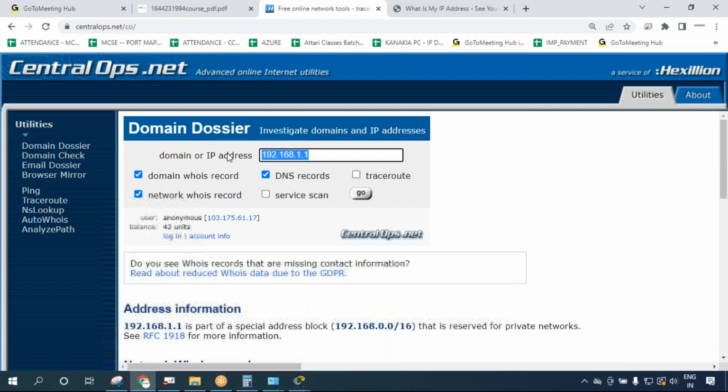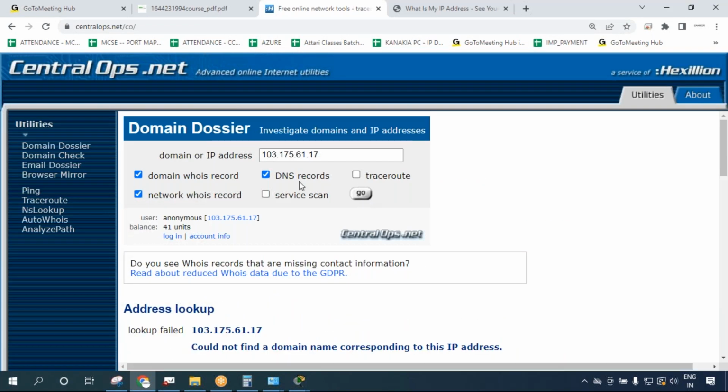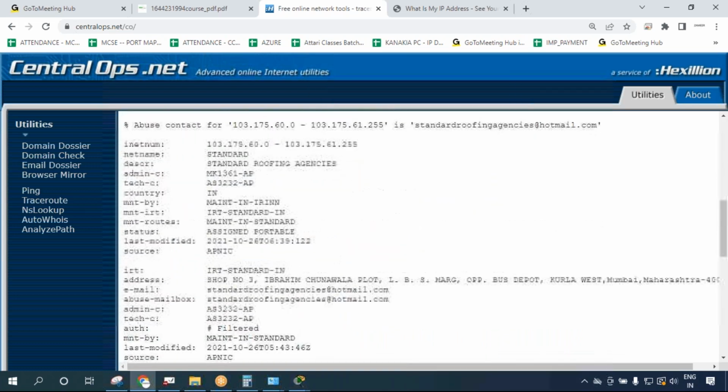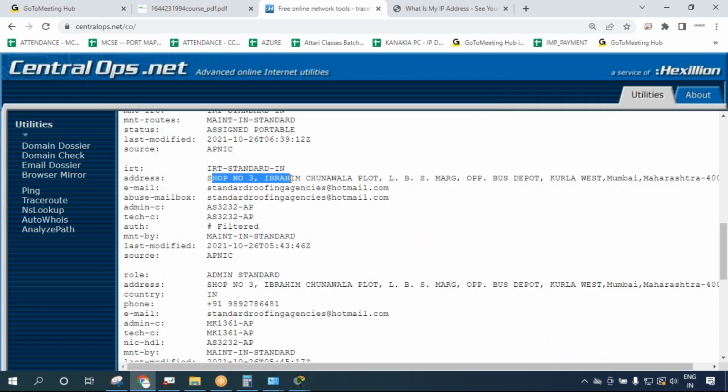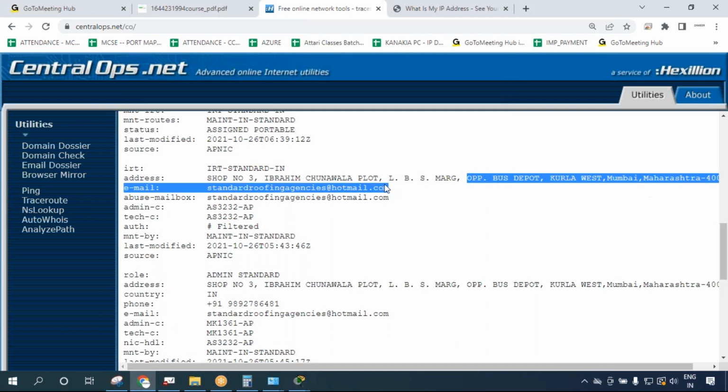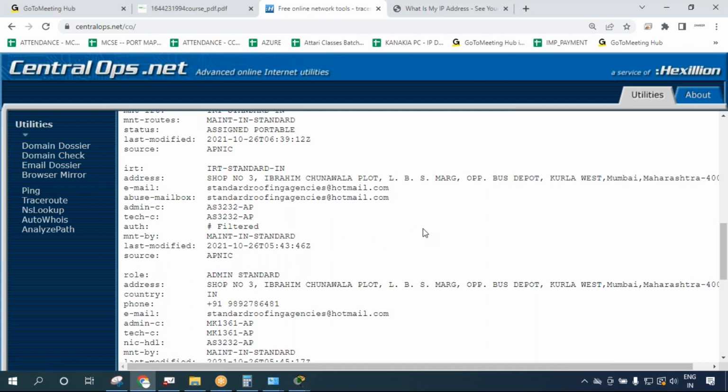And if I type here, ARIN will tell me who has taken this IP. This is a public IP. ARIN will say this public IP is taken by Ibrahim Bhai, who is opposite Kurla bus depot, Kurla West. Correct. From Ibrahim Bhai only we have taken the internet link. So this is the internet provider of Atharva class. He has taken the IP from ARIN.